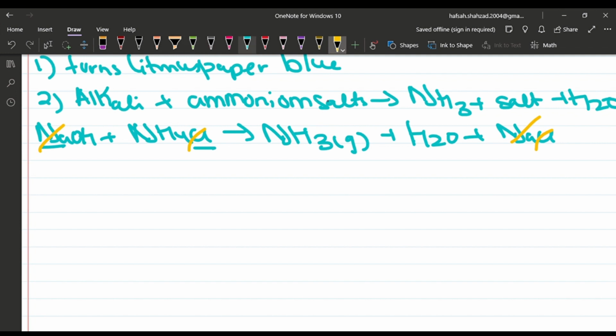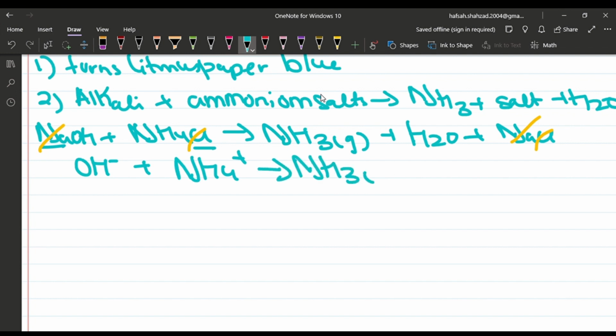So we are left with OH ions plus NH4 plus ions. We have NH3 gas and we have H2O liquid. This is an ionic equation of a reaction between an alkali and an ammonium salt, which already gives out ammonia gas, which has a pungent smell, a very dirty smell, and salt and water.